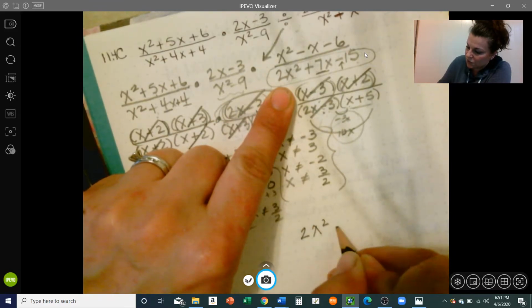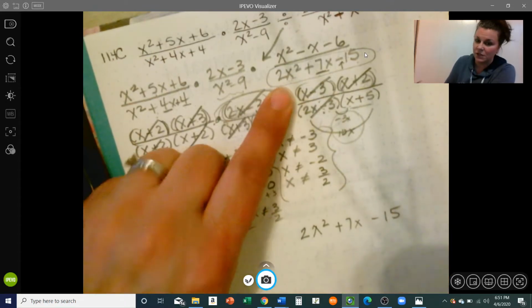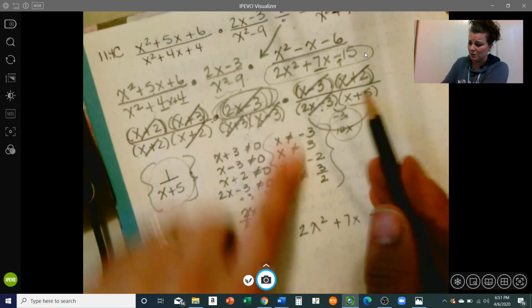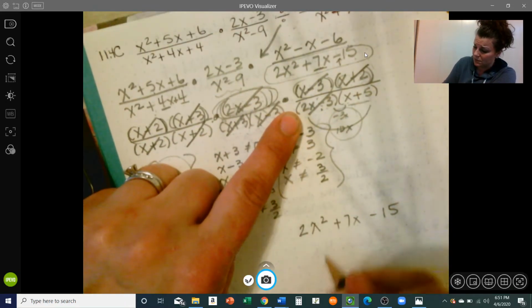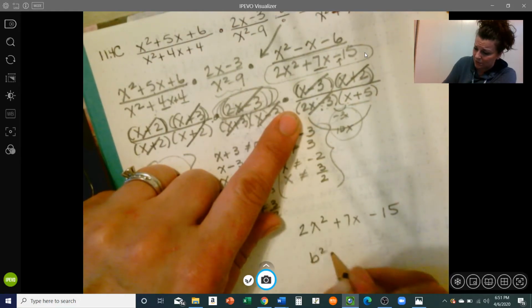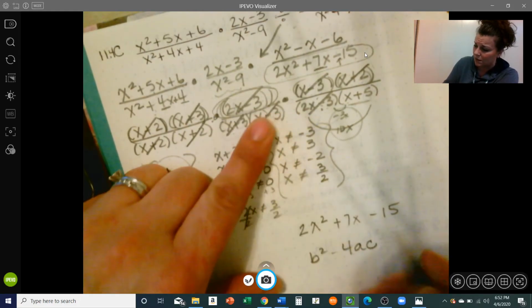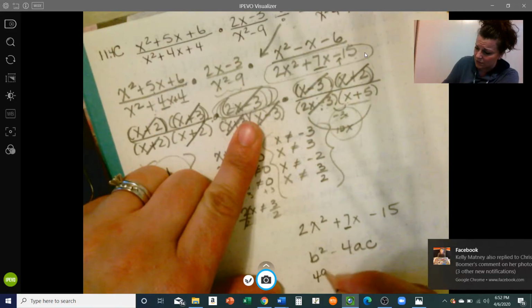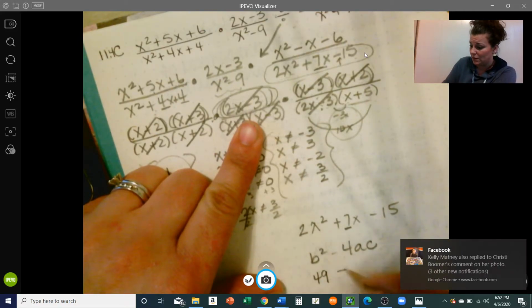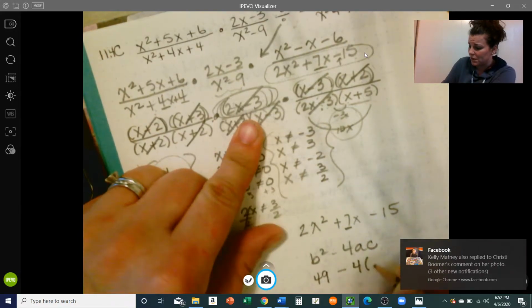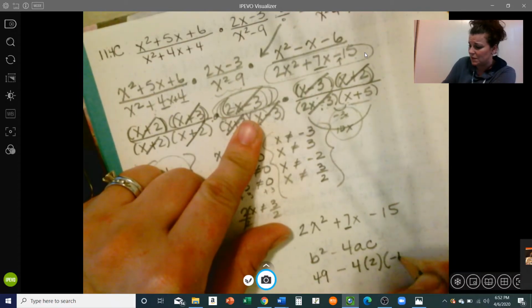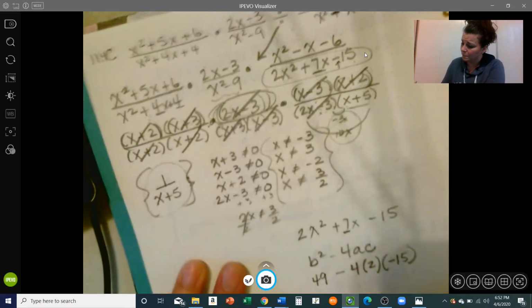Like this one is 2x squared plus 7x minus 15. So this one was factorable. Let's do that test on it. So b squared minus 4ac. b is 7, so b squared is 49. And then we're going to subtract 4 times 2 times negative 15.